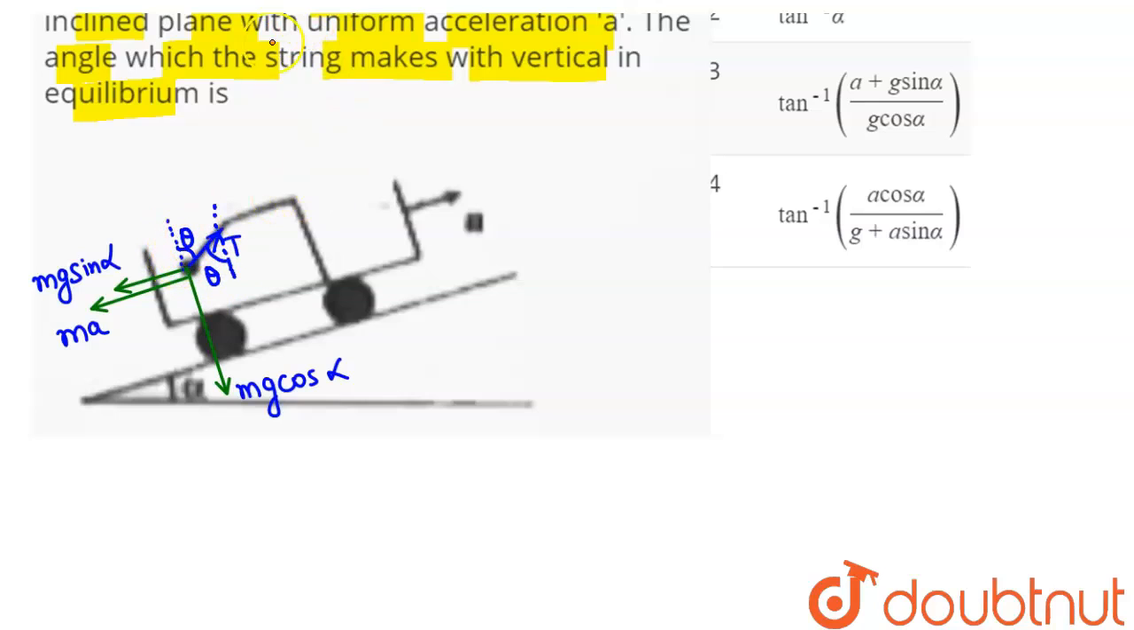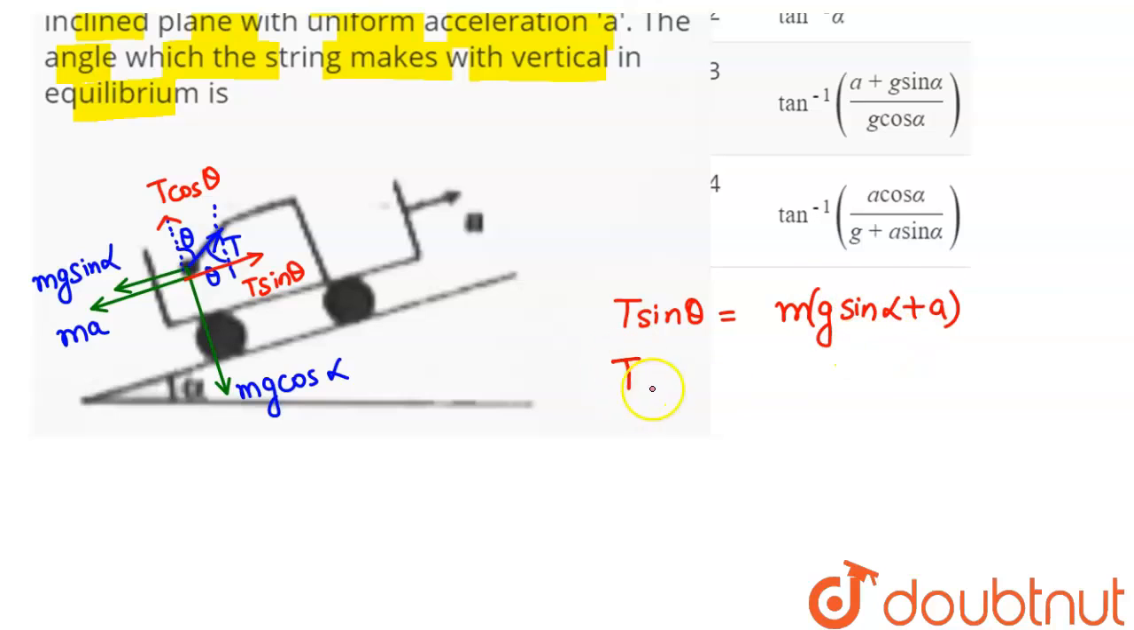So we can say here the components of tension perpendicular to the inclined plane will be T cos theta, and along the inclined plane this component comes out to be T sin theta. Hence we have T sin theta is equal to m, taking m common, g sin alpha plus a, and T cos theta is equal to m into g cos alpha.